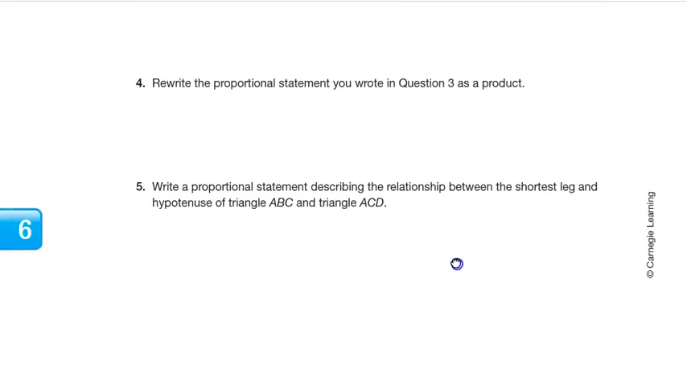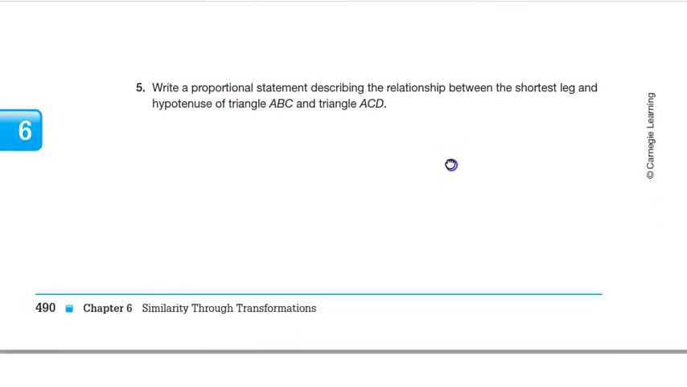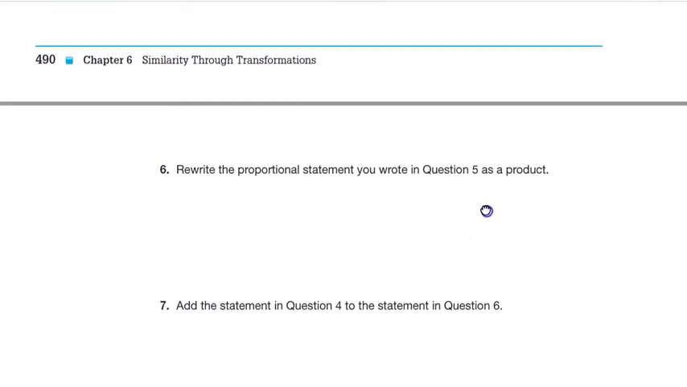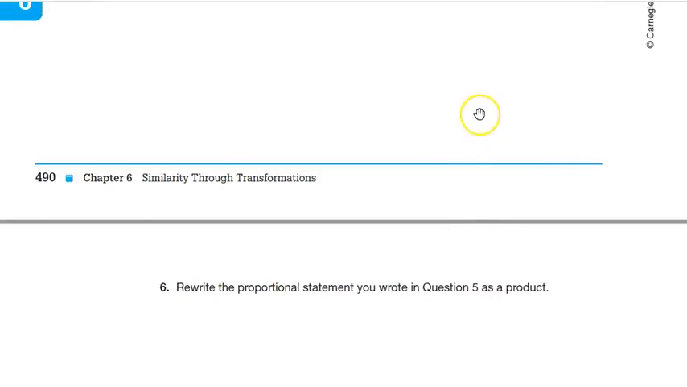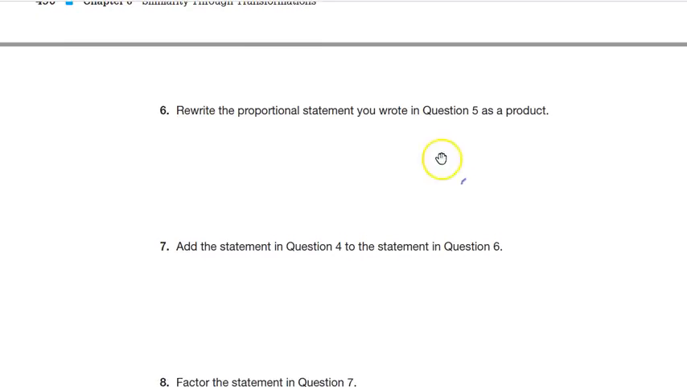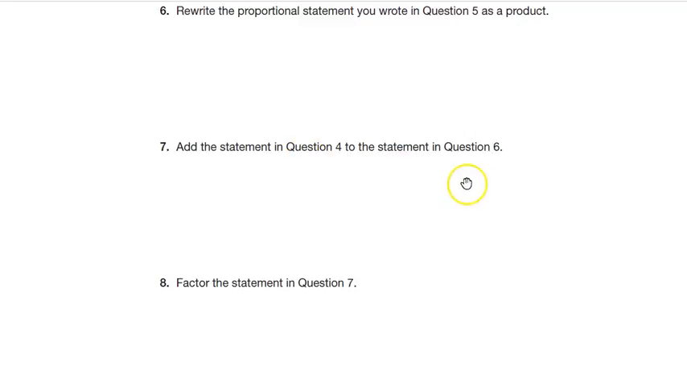Okay? Then write a proportional statement describing the relationship between the shortest leg and the hypotenuse of triangle ABC and ACD. So you're going to write the same proportional statement, just using these parts, and then again multiply by the denominators so that you have a product. And then you're going to add those two statements together.